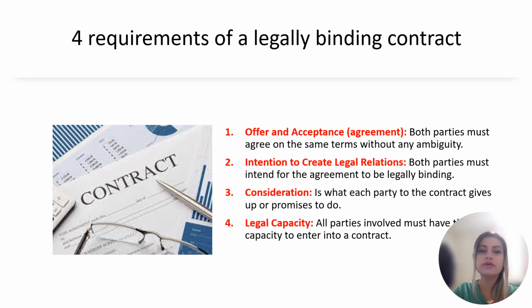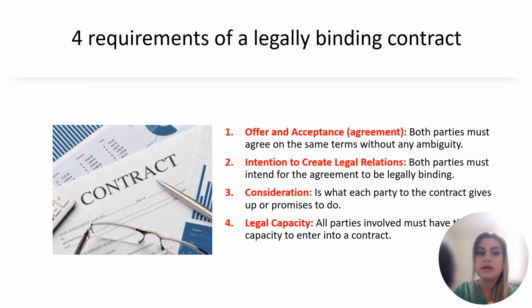There are four requirements of a legally binding contract. The first one would be offer and acceptance. There must be a clear and unequivocal offer by one party and a corresponding acceptance by the other. Both parties must agree on the same terms without any ambiguity.